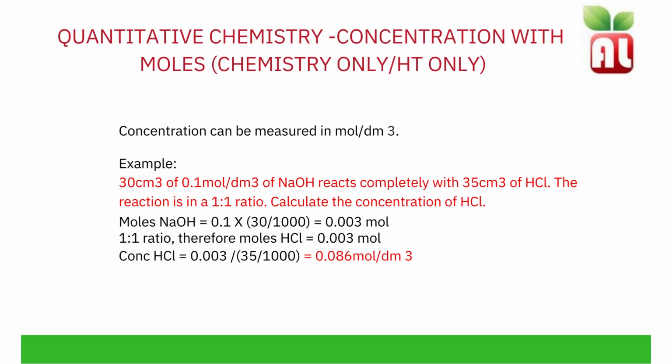To calculate the concentration of HCl, you need to know the moles and the volume. You know the volume is 35 centimetres cubed, but at this stage you do not know the moles. So we refer to our balanced symbol equation. We don't yet know the moles of sodium hydroxide, but we are able to calculate them.